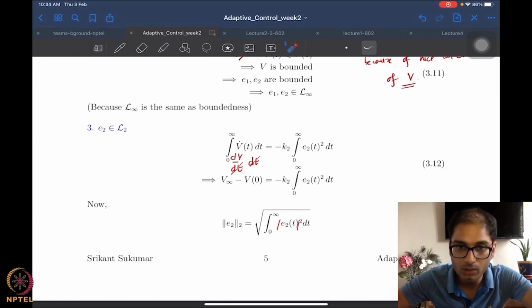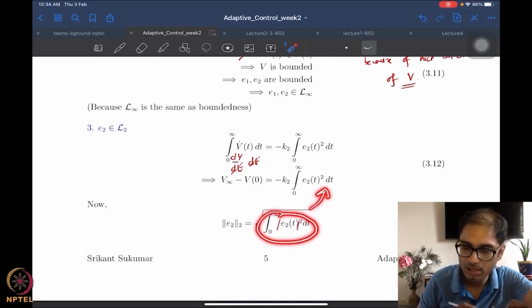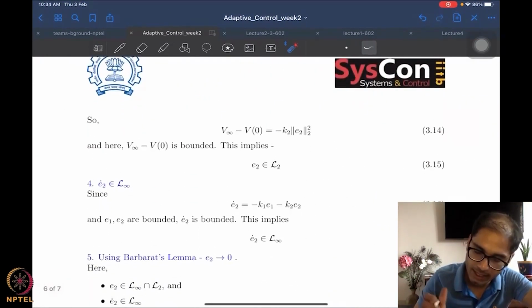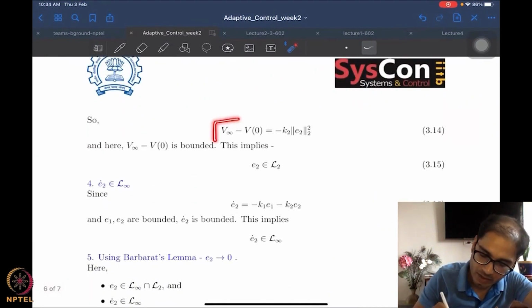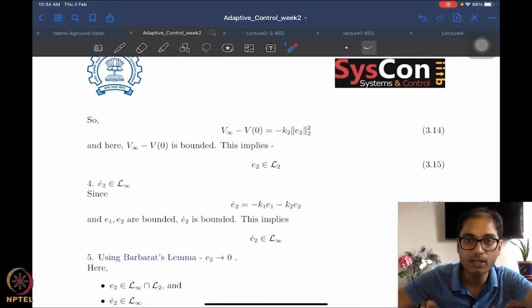So what do we know now? That this is the 2 norm of E2. What do we have essentially? And this quantity here is what you have here. So from 312 and 313, what can I say? I can say that V infinity minus V0 is nothing but minus K2 times the square of the 2 norm.